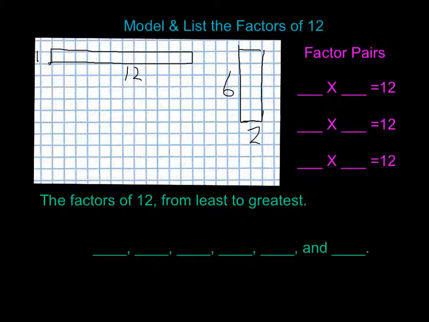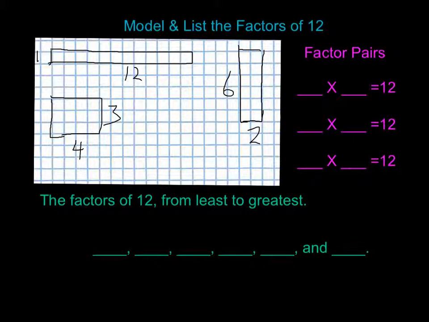So we're going to come over here. We're going to go 1, 2, 3. Go over 4: 1, 2, 3, 4. And we get our 3 times 4. Okay, now 3 and 4 meet up together, so we're going to stop there.